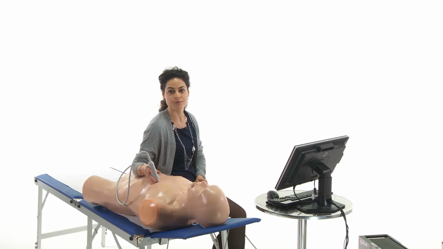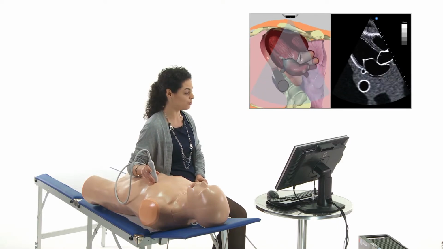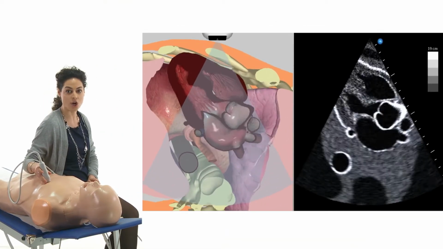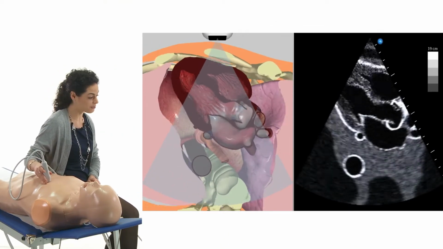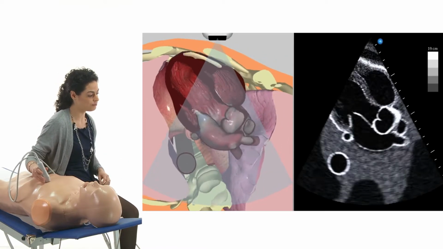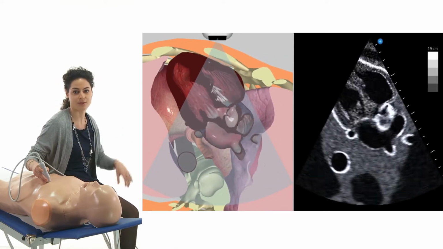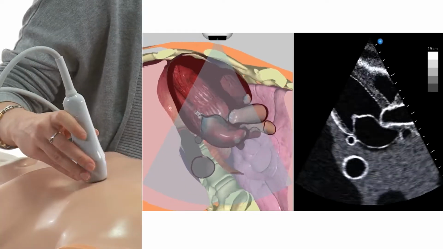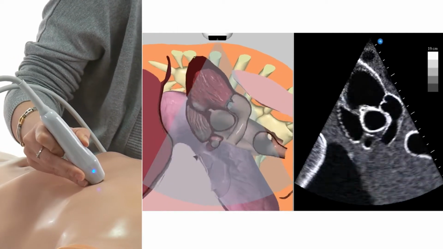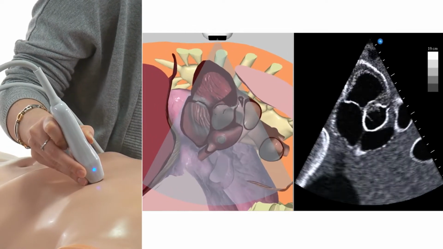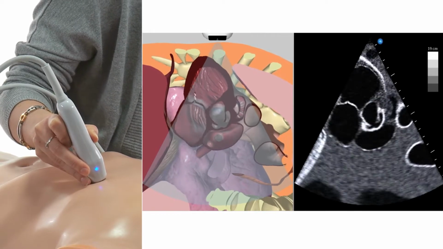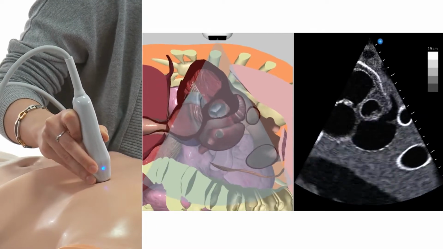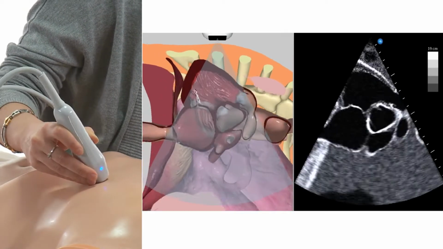I will teach you now a few views which allow you to assess the right ventricle. First, we start with a parasternal long axis view. It's a view you are familiar with, but this view doesn't really allow you to assess the right ventricle because you only see the right ventricular outflow tract. The short axis view instead tells you more because whether you are at the base or towards the apex, you can really get more information.